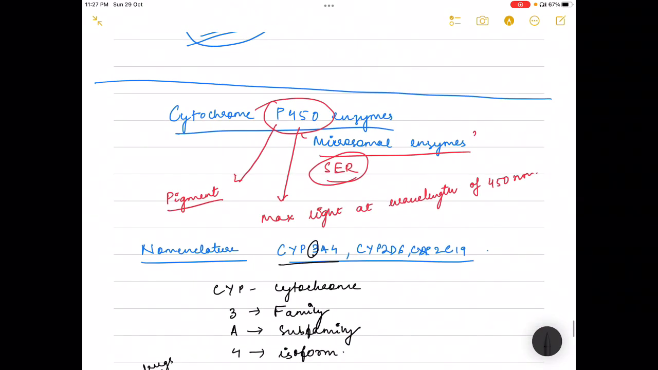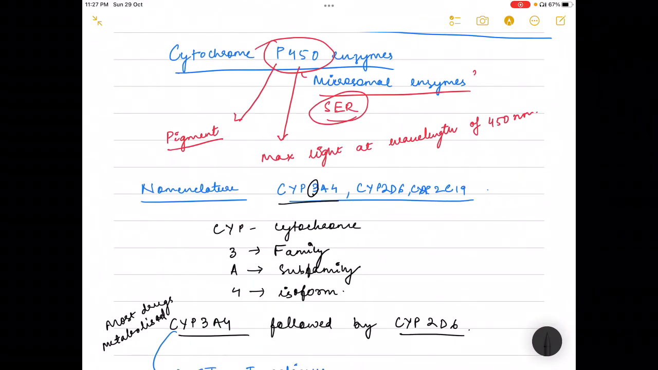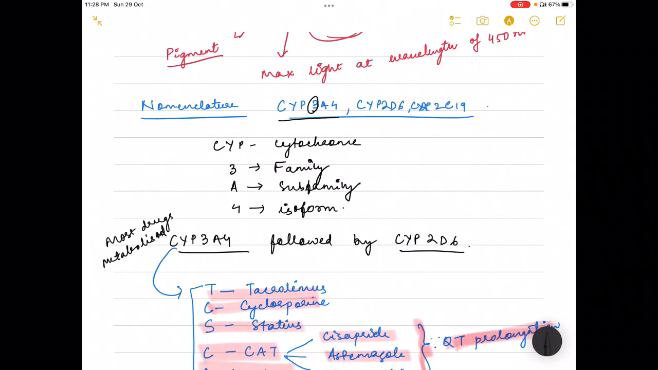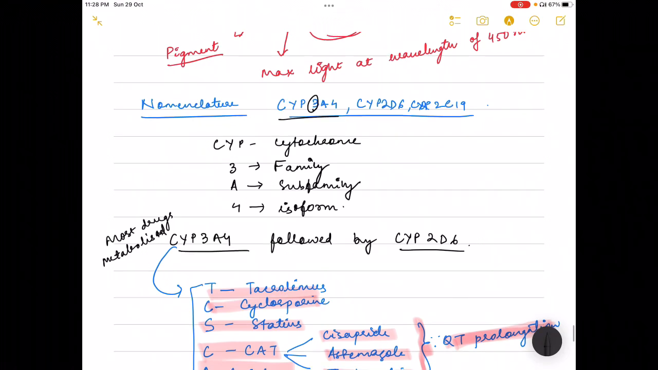Okay. So quickly revising, the cytochrome P450 enzymes are microsomal enzymes and they are located in the smooth endoplasmic reticulum. And this P stands for pigment, and the maximum light at wavelength of 450 nanometer is absorbed by these cytochromes. So in the nomenclature, CYP stands for cytochrome. The next number after that stands for the family and the next letter after that stands for the subfamily. And the final number stands for isoform.